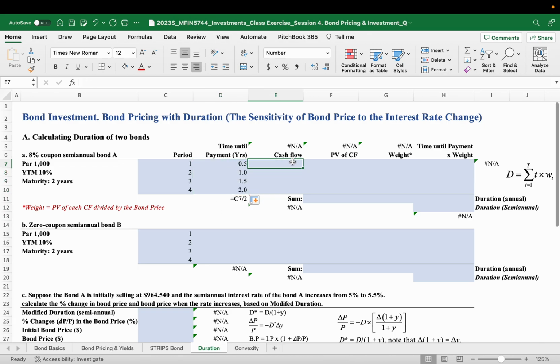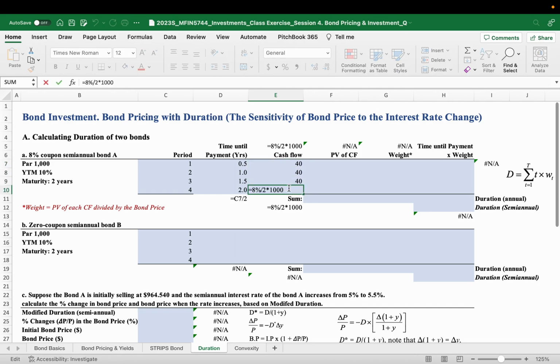Now, next, here, the cash flows. How to get the cash flows? Right, 8% is the coupon, times, we need to divide it by 2 because it's semi-annual, times 1,000 is the par value, right? Every year, the same. But the last year, you must add 1,000, the par value.